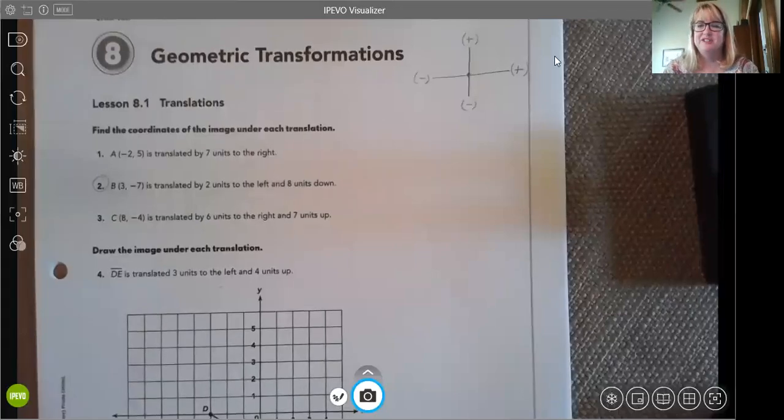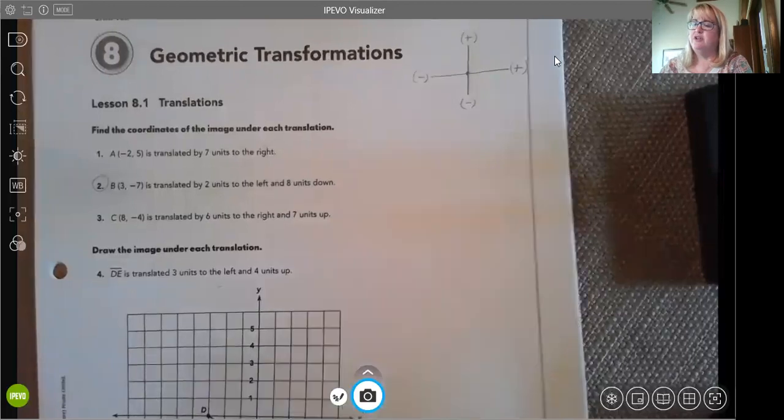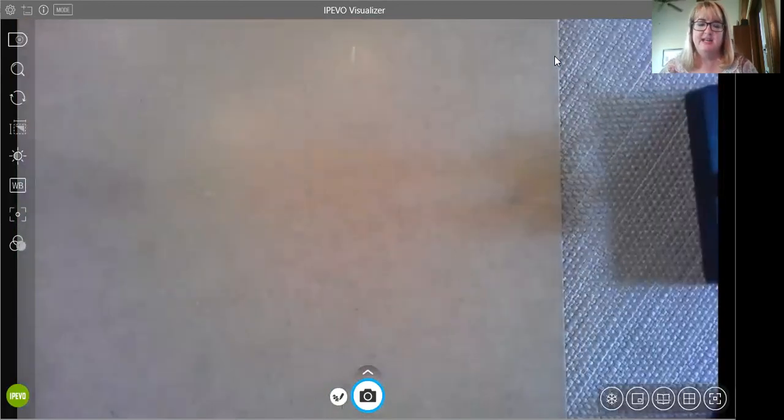Hi, pre-algebra. We are starting a new unit today, Unit 8, Geometric Transformations. Today is Lesson 8.1, Translations. But before we get started in the lesson, I want to talk to you briefly about what a transformation is.